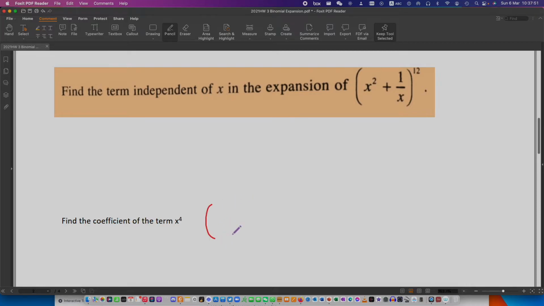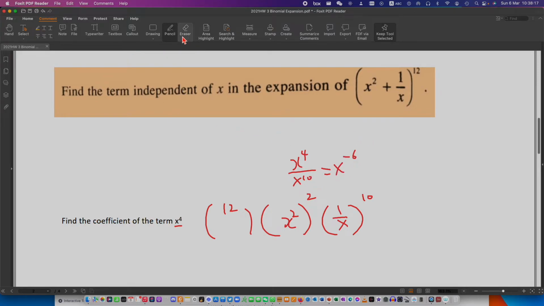Once again, write the 3 brackets down. This will be 12. This will be your A. This will be your B. So how do you get the x to the power of 4 term? If you put a 2 here, then this will be 10, right? Then here you will get x to the power of 4, and this you will get x to the power of 10. This will be x to the power of minus 6. So you can say 2 and 10 doesn't work, right? This is called guess and check, trial and error.